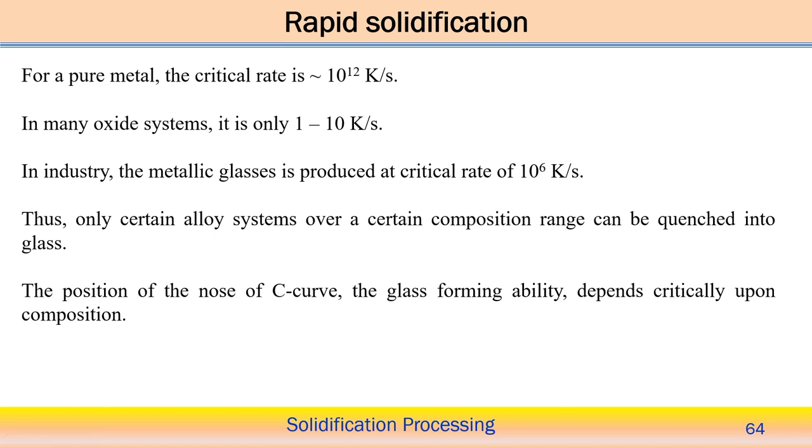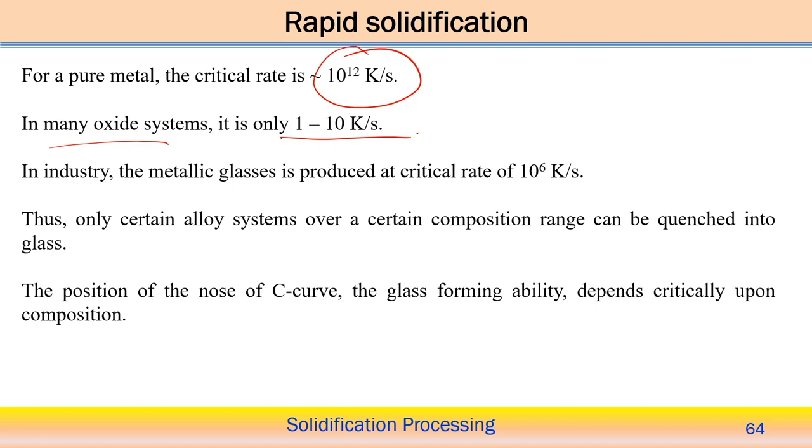Here is some understanding, so that means some data is associated with rapid solidification. For example, for pure metal the critical cooling rate is 10 to the power 12 Kelvin per second, which is a very high cooling rate. But this is for pure metal; in the case of many oxides it can be like 1 to 10 Kelvin per second only.